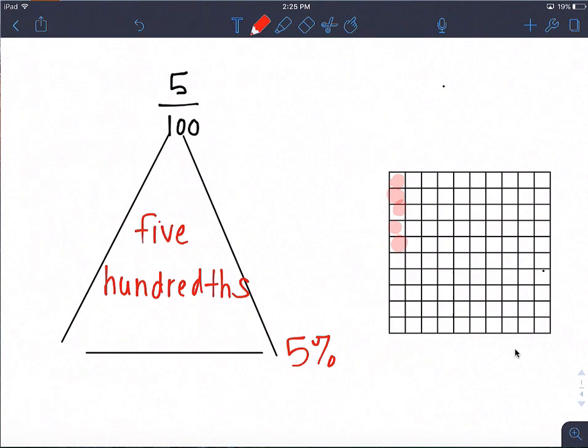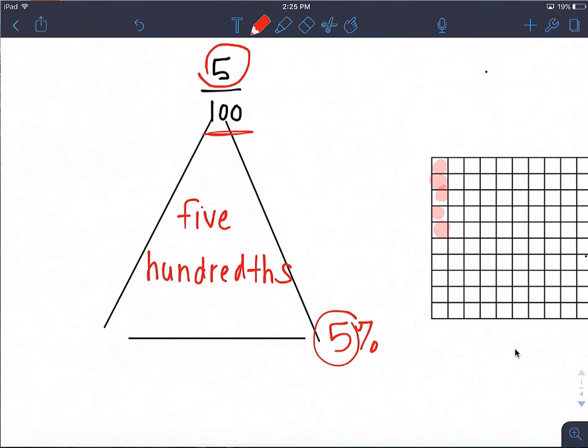Notice that 5 and 5 are the same. As long as that denominator is 100, I can just take that numerator and that's my percent. Again, that denominator has to be 100 in order to do that.